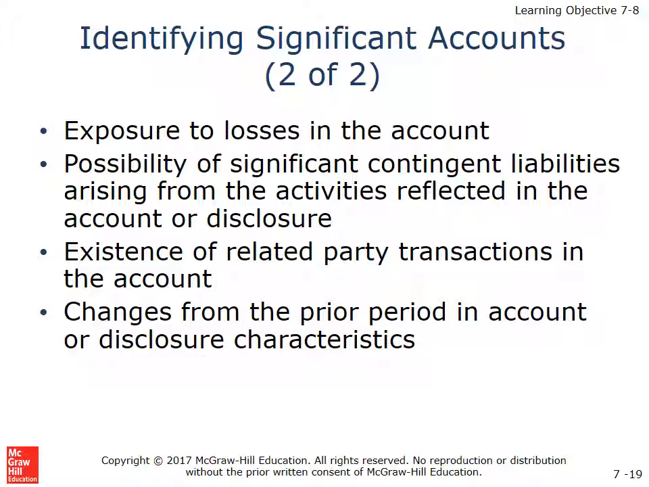Exposure to losses in the account, the possibility of significant contingent liabilities arising from the activity, any related party transactions in relation to that account, changes from the prior period in that account this period. So we're identifying significant accounts and disclosures and their assertions in this part of the process. First we identify entity level controls we need to look at. Then we go through something like that kind of list to determine the significant accounts that need to be looked at.